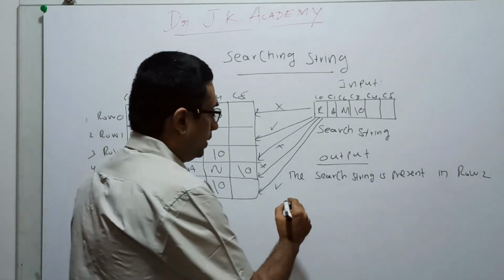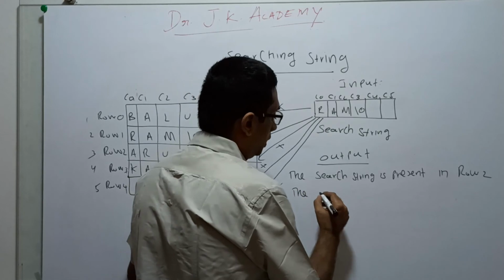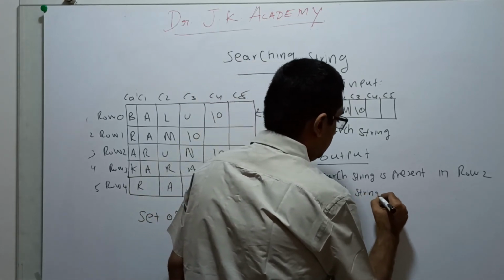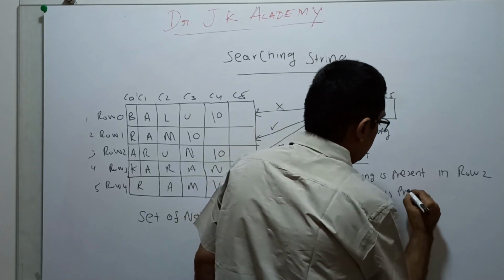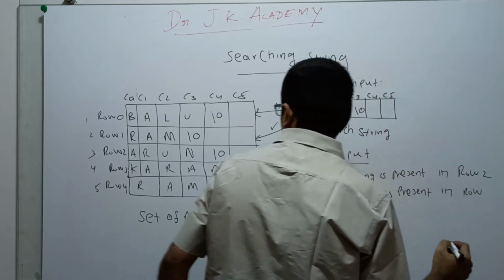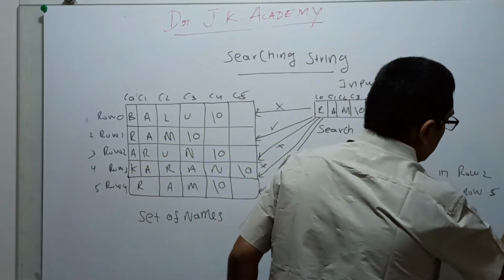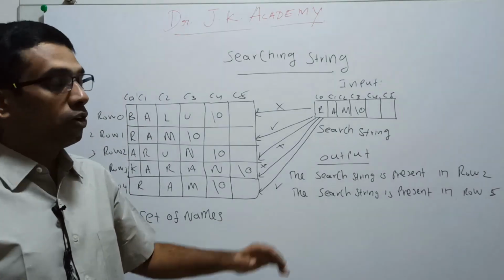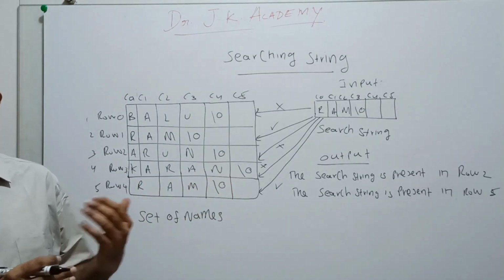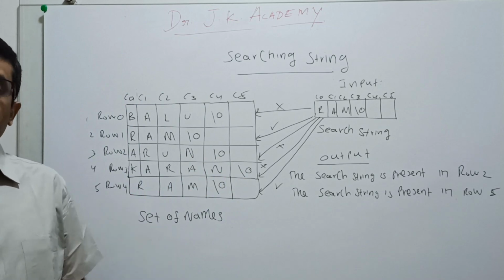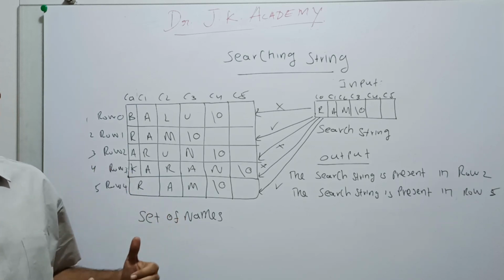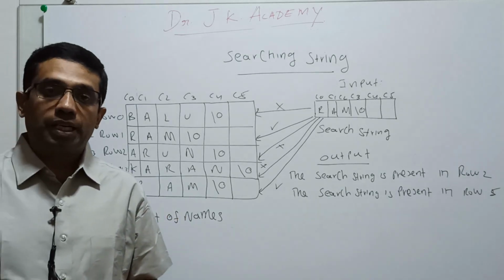Then we have to repeat the search string. Your output should show: the search string is present in row 5. So in this way we have to print the output. This is the physical operation of how to search a string in a given set of strings. In the next video we are going to discuss how to do the programming for this problem. That's it for this video lecture. Thanks for watching it.